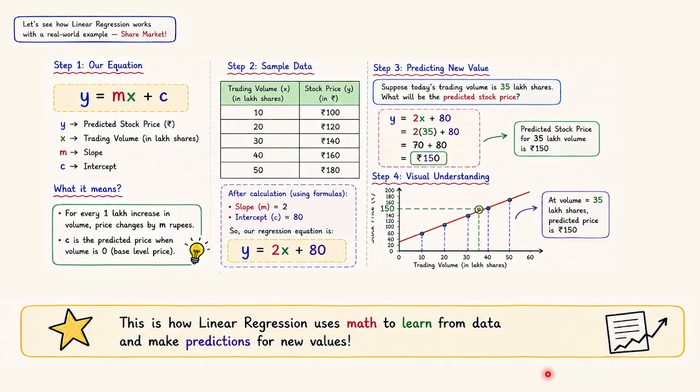So, in short, linear regression is not just about drawing a line, there is mathematics and statistics behind how that line is created and how the final prediction is calculated. So today we understood the regression line, the best fit line, the equation y is equal to mx plus c, the meaning of slope and intercept, and finally how we can use the equation to calculate a predicted value. And this is the basic mathematical idea behind linear regression.